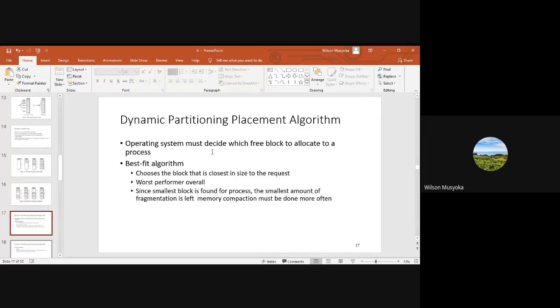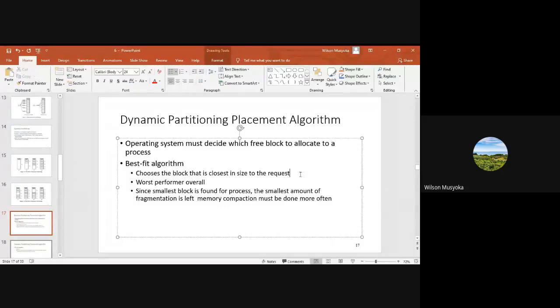So the dynamic partitioning placement algorithms work like this. An operating system must decide which free block is available to allocate to a process. And we have said it grows chronologically, filling the available space after the space which has been taken by the operating system. One of the methods used is the best fit algorithm, whereby it chooses the block that is closest to the size being requested.